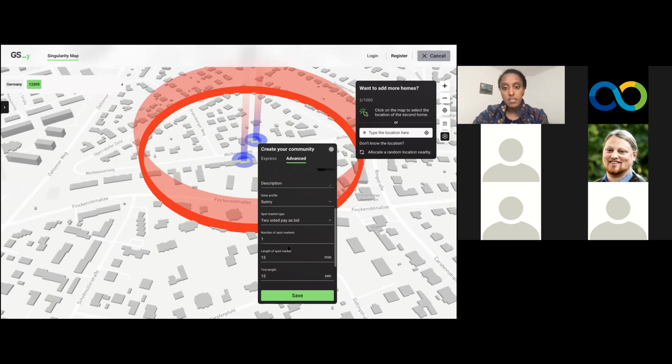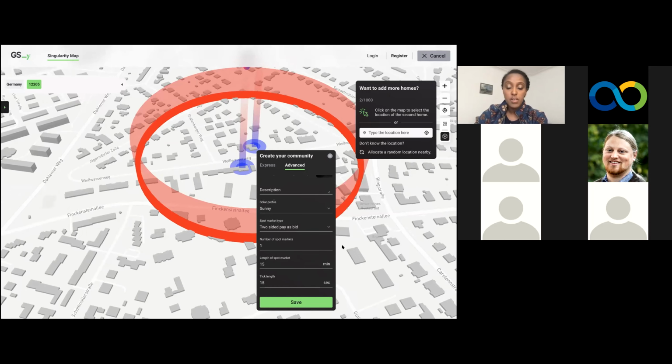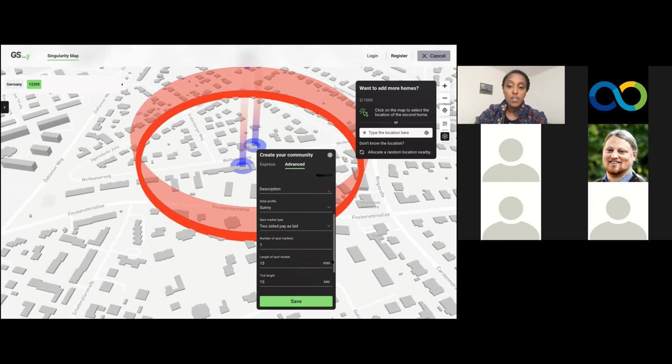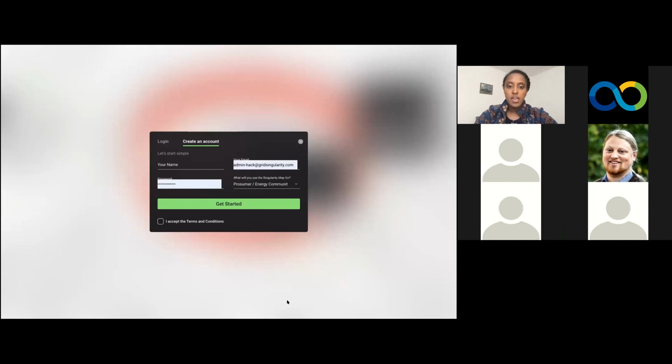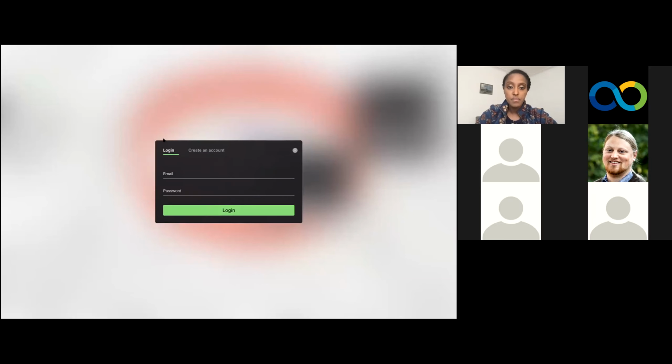Just as an FYI, we will have a tooltip in the next couple of weeks that will explain to the user what each and every parameter means so that they can fully understand what they're simulating. For now, you can go to the Grid Singularity wiki to read about the various features and parameters for the markets and KPIs that are calculated in the simulation. So I will save here. And once you have done that, you can log in.